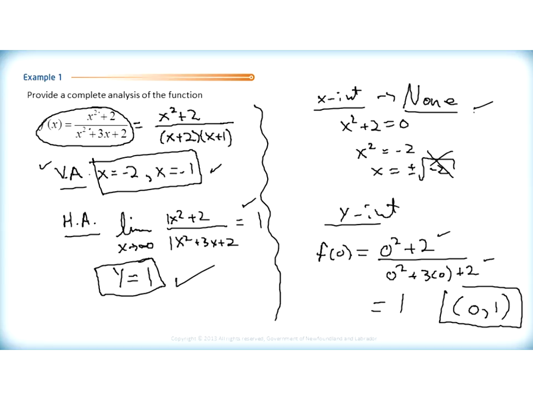Okay, the only other detail that we could possibly mention there is we could look at what happens to the graph as we approach those two vertical asymptotes, but we'll save those details for another time.